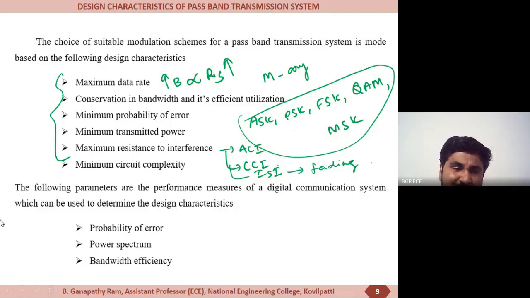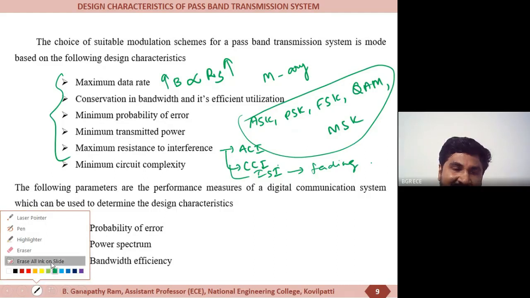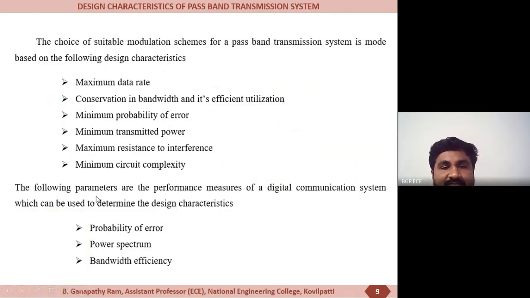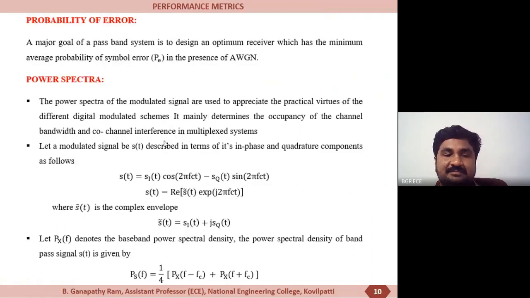Once a system is being developed, it has to be measured with the help of some metrics to evaluate its performance. So there are three different parameters which are all used to measure the performance of a passband digital communication system. They are probability of error, the power spectrum, and the bandwidth efficiency.